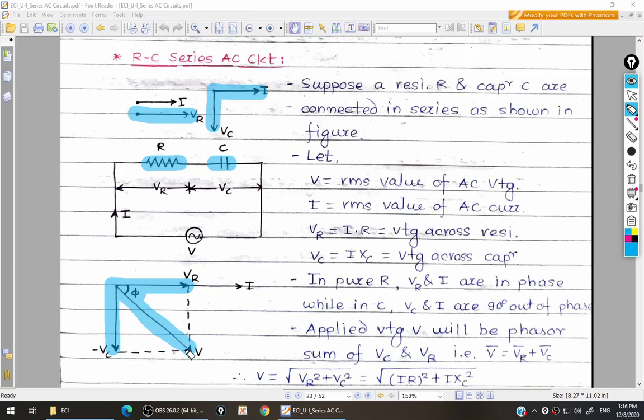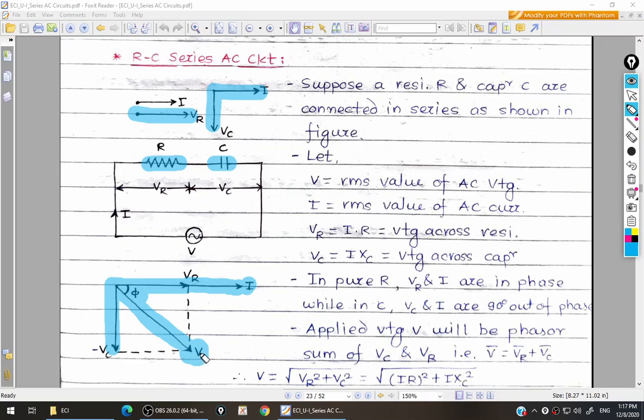So you are getting this inclined phasor for the final voltage. You are getting the phasor diagram like this. If you compare total current and total voltage, you will get the phasor diagram with phase angle phi, and this phi will be in between 0 and 90 degrees. Okay.